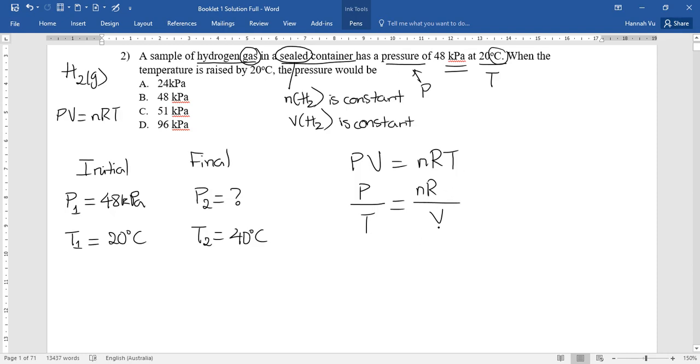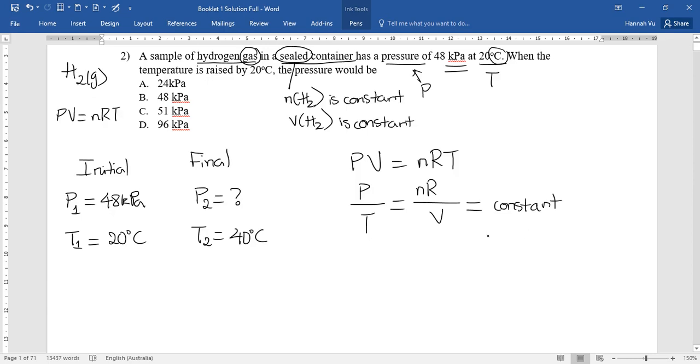Now, because number of mole in this particular case is constant, since this is a sealed container, the volume is also constant because this is a sealed container, and R is already a constant, the universal gas constant. We can safely establish that this ratio between pressure and temperature has to be a constant, which means that no matter how you change pressure and temperature, given that volume is constant, you're going to have the same ratio. And so that is the relationship between pressure and temperature.